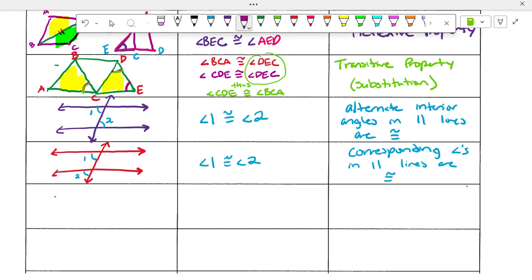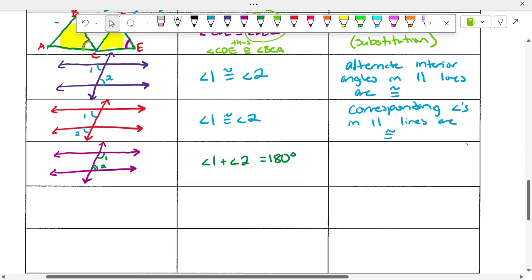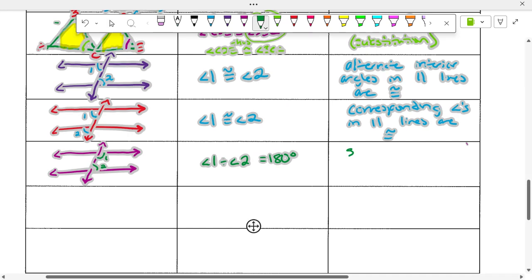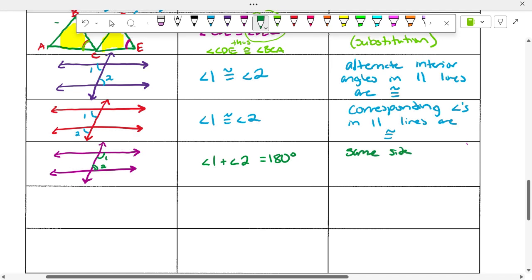I can also say, if I have another set of parallel lines, I could say that this angle and this angle are supplementary. So angle 1 plus angle 2 is equal to 180 degrees. Why? They're same side interior. Same side or consecutive. They may be labeled as consecutive. Same side interior angles in parallel lines are supplementary.